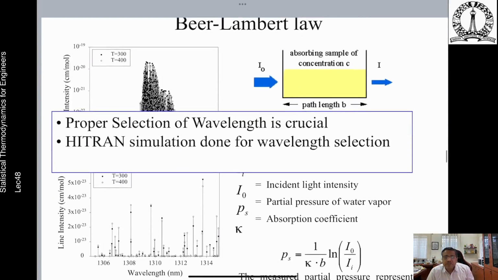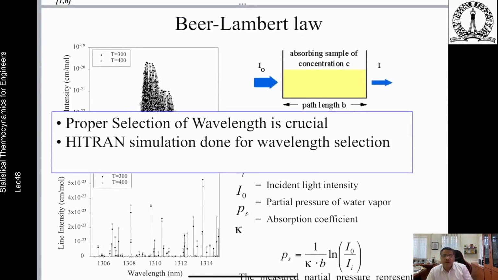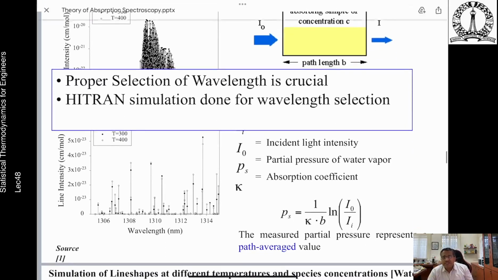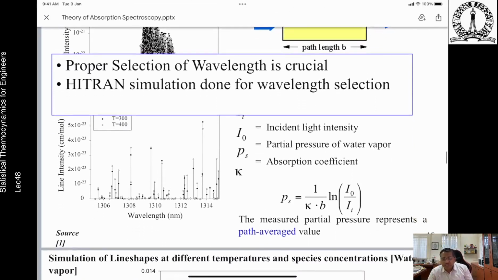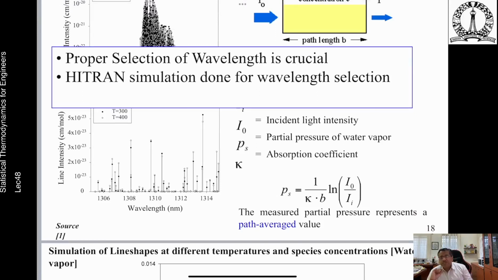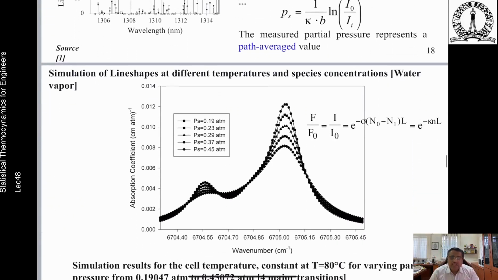So when you apply the Beer-Lambert law and look at, say, for example, water, you see many transitions at different temperatures. As you can see, if you pass this through a sample, you can measure the partial pressure of the species, which is nothing but the concentration of the species. That can be uniquely measured. And you can simulate the line shapes at different temperatures and concentrations. For water vapor, for example, this is done at different partial pressures.